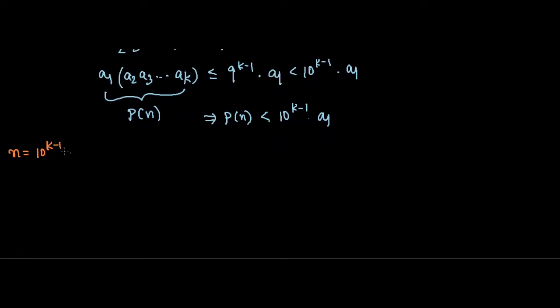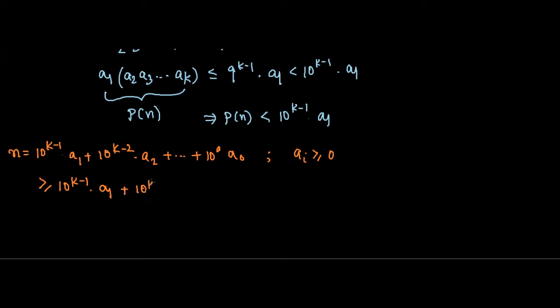It's same as writing 10 to the power k minus 1 times a1 plus 10 to the power k minus 2 times a2 up to 10 to the power 0 times a0. Now, since all the ai's are greater than or equal to 0, we can say that the expression is greater than or equal to 10 to the power k minus 1 times a1 plus 10 to the power k minus 2 times 0 plus 10 to the power k minus 3 times 0 up to 10 to the power 0 times 0.